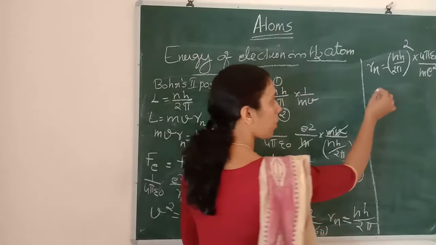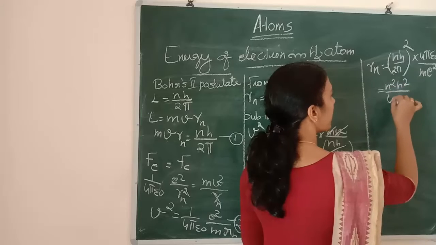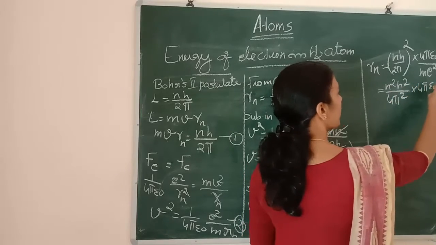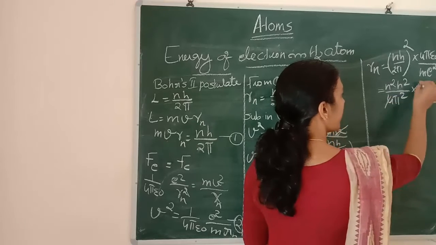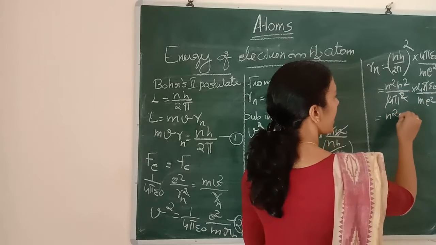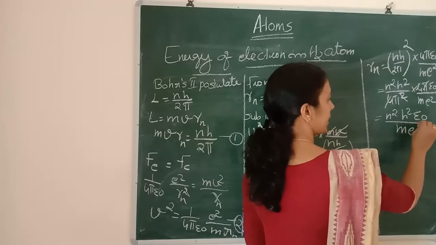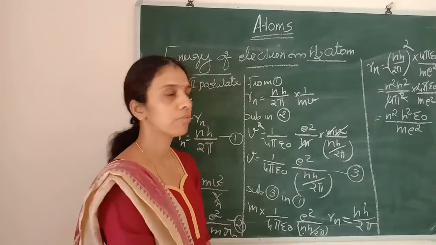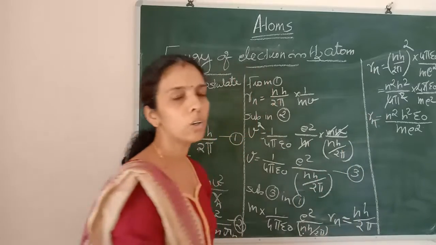If we want to solve that, we can solve it as n square h square divided by 4 pi square into 4 pi epsilon 0 divided by m e square. So 4 and 4 will get cancelled, 1 pi and 1 pi will get cancelled. So you will get it as n square h square epsilon 0 divided by m e square. Okay, so this is the expression for finding out the radius of nth orbit.